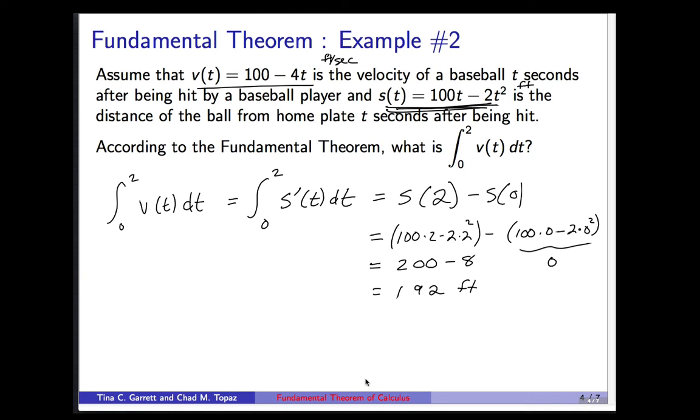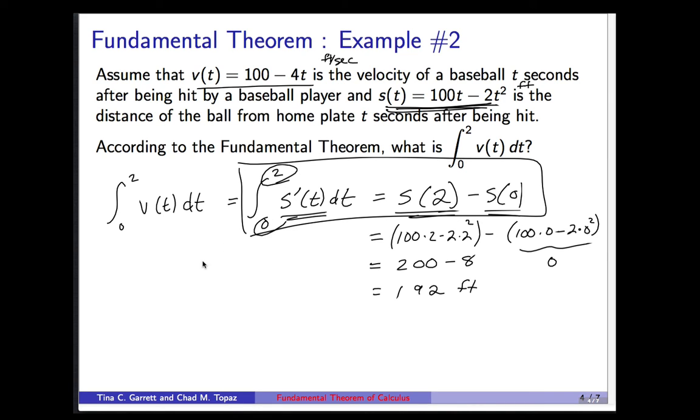Okay, so pretty straightforward. Fundamental theorem: if you're integrating a rate of change or a derivative, the answer is just the original function at the top limit minus the original function at the bottom limit.